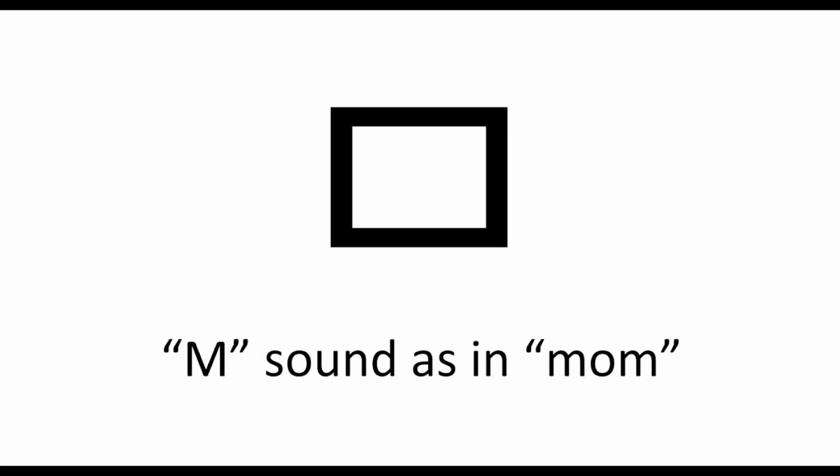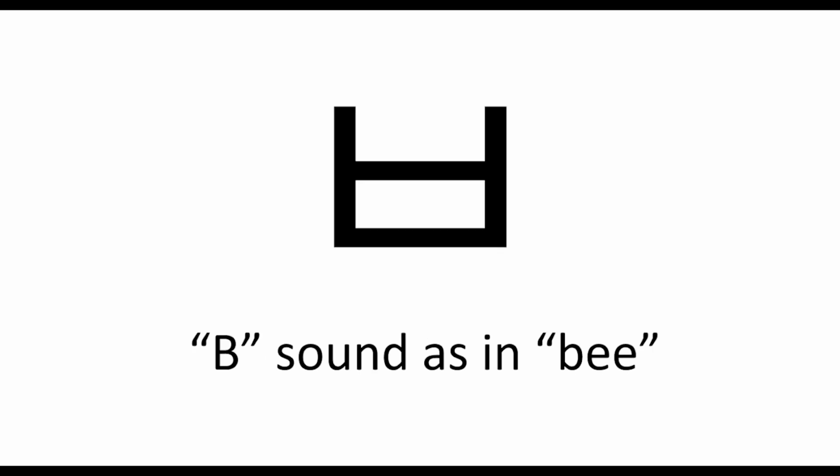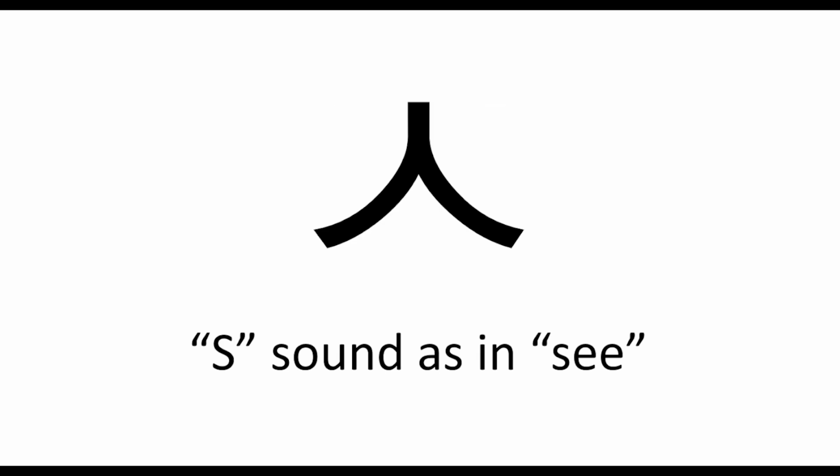We've got 미음, which has an M sound as in mom. So it's m, m, m. We've got 비읍, and this is the B sound as in B. So it's b, b, b. 시옷 has an S sound, like an S sound as in C. So s, s, s.